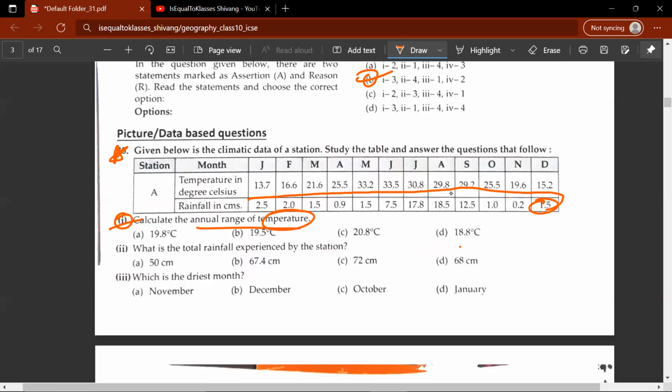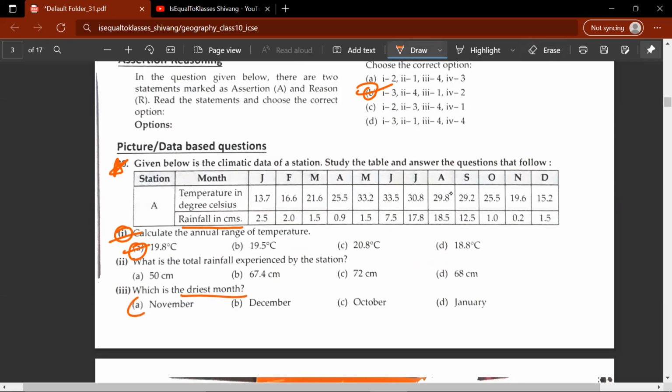Annual range of temperature. Will it be A, B, C, or D? The correct answer would be A, 19.8 degrees Celsius. Second, what is the total rainfall experienced by the station? So total rainfall means you have to add all of these rainfall in centimeters given over here. After adding these, you would get the answer as B, 67.4 centimeter. Which is the driest month? A would be November because it has the least amount of rainfall in centimeters over here.